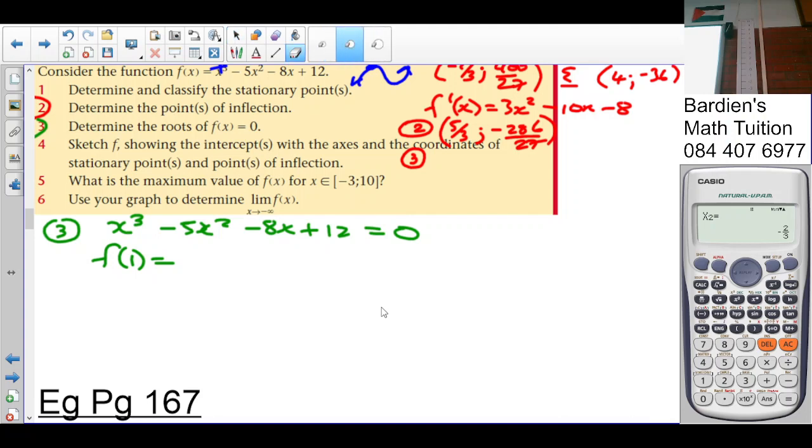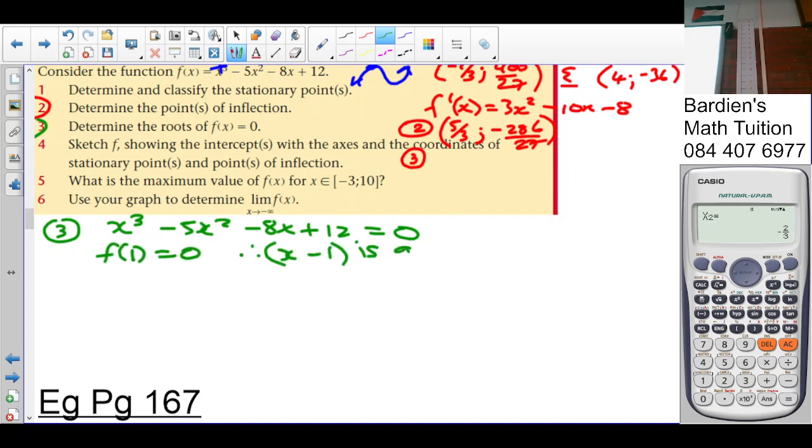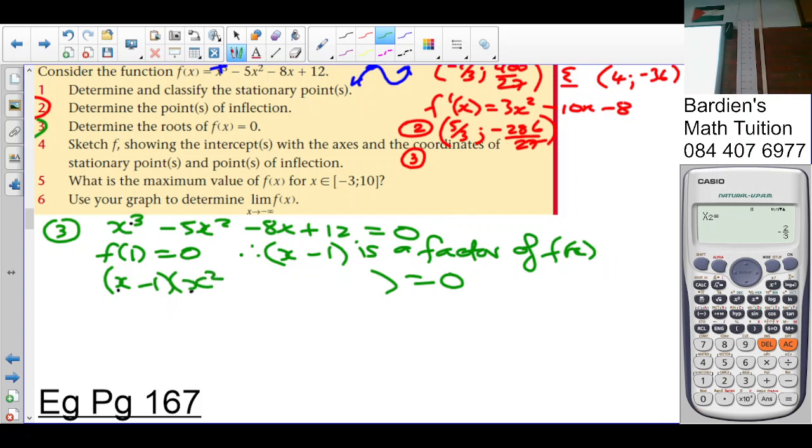Alright, so what gives you 0, people? Which factor gives you 0? 1. So f of 1 is 0. Therefore, x minus 1 is a factor of f of x. You all agree with that? So now I say x minus 1 into something equals the cubic. x multiplied by what will give you x cubed? x squared. Negative 1 multiplied by what is going to give you positive 12? Negative 12. You all agree with that?